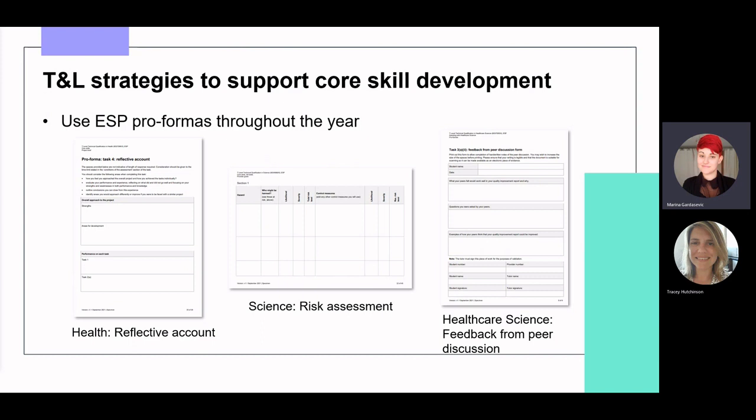So for example, you could have students cover a new topic and then do a peer discussion around a question on that topic, and then fill in the feedback from peer discussion proforma in healthcare science. Then, if you were to do this incrementally, you could see how students would progress and develop those peer discussion and those writing and reflective skills.